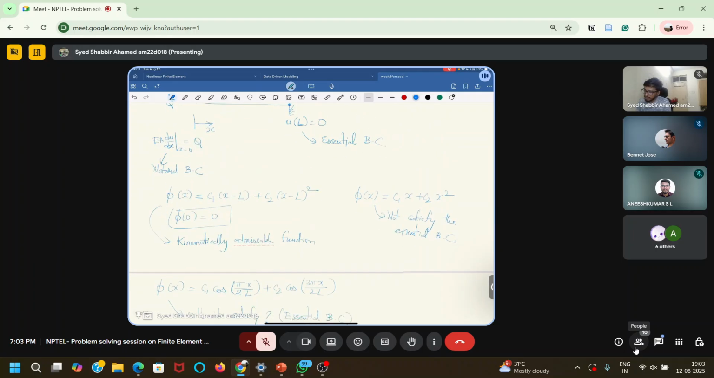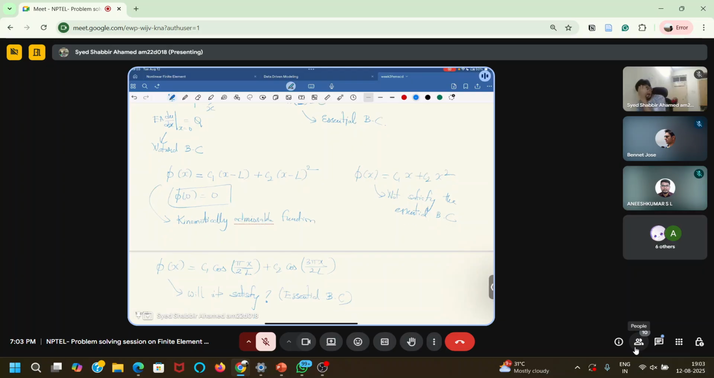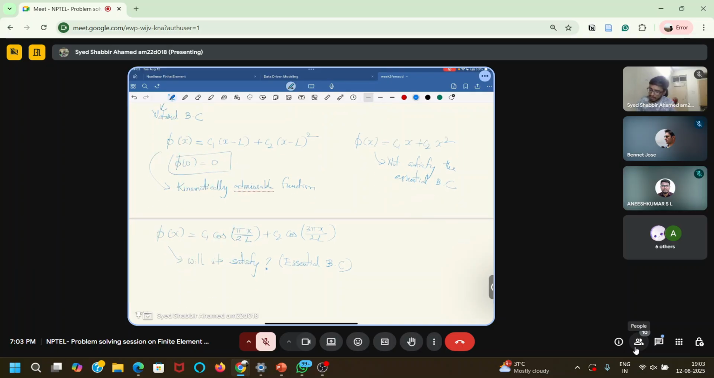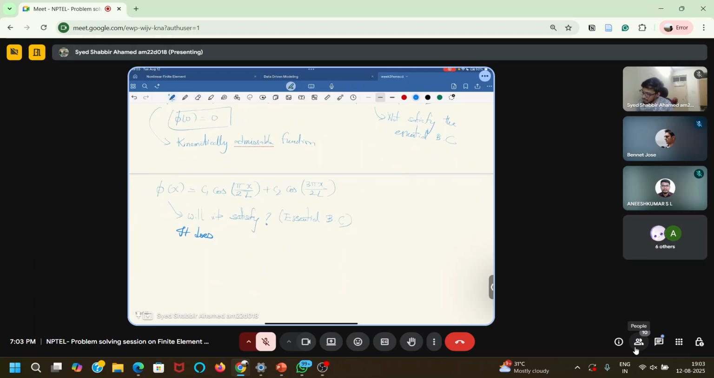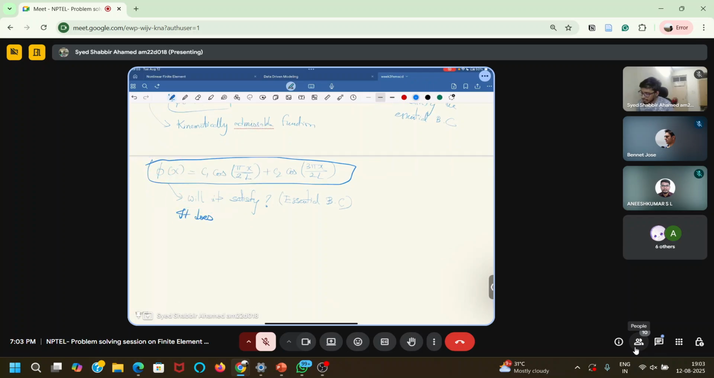The essential boundary condition is u of L equals 0. So if you substitute x equals L, this should become 0. Yes, it is satisfying, because if you substitute x equals L, this will become cos 90 and this will become cos 270, and cos 90 and cos 270 are 0. So we can assume this as our approximate solution.